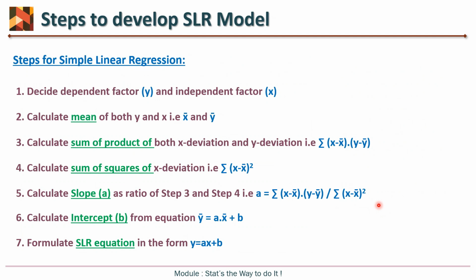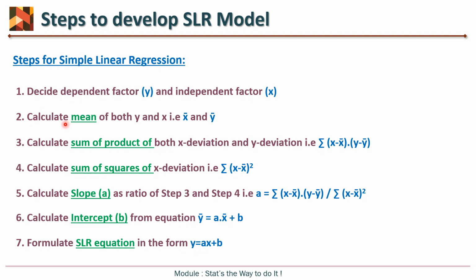So in the next slide we have the steps to develop the SLR model. The steps are very simple if you understand them sequentially, so let us concentrate on the steps. First step is to decide the dependent factor y and independent factor x. As this is the SLR model, there will be only one x and one y. We have already decided that y is my swim lap time and x is my age of swimmer. So I have already decided x and y.